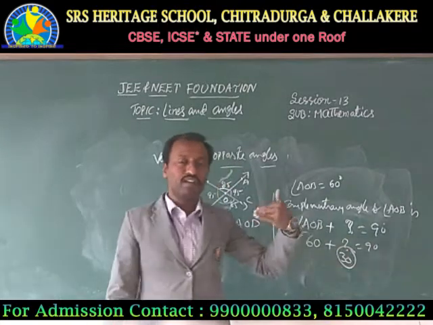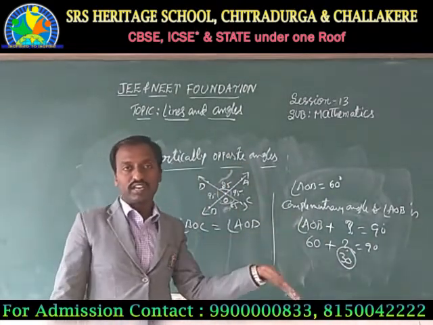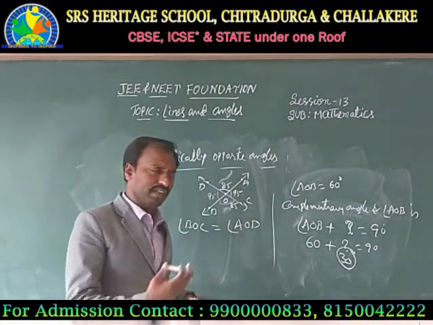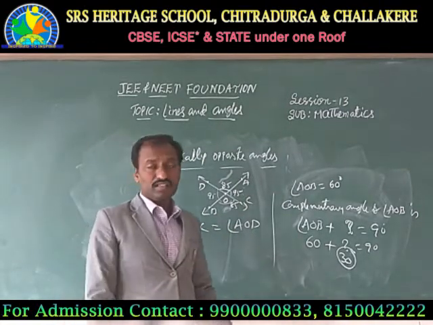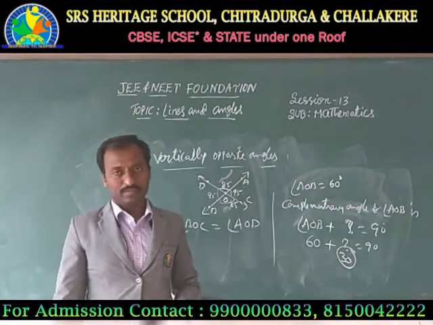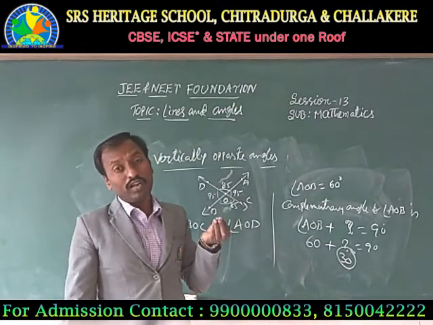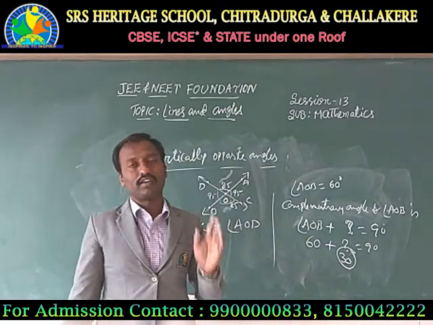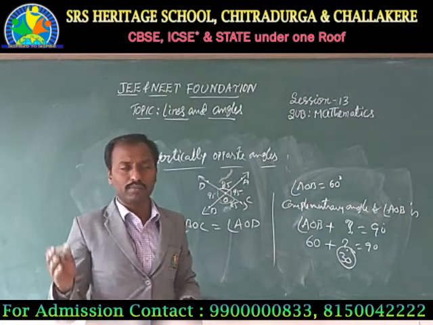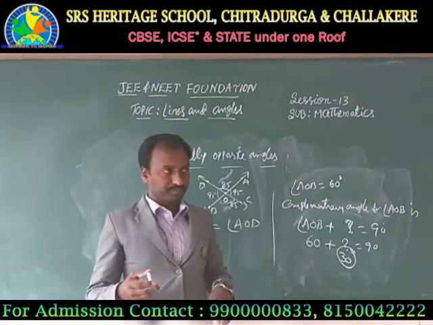Complementary of 45 is 45. Complementary of 20 is 90 minus 20, 70. In a similar way, supplementary of 120 is 180 minus 120, so the supplementary angle of 120 is 60. Supplementary angle of 140 is 40, 180 minus 140. So these are supplementary angles.